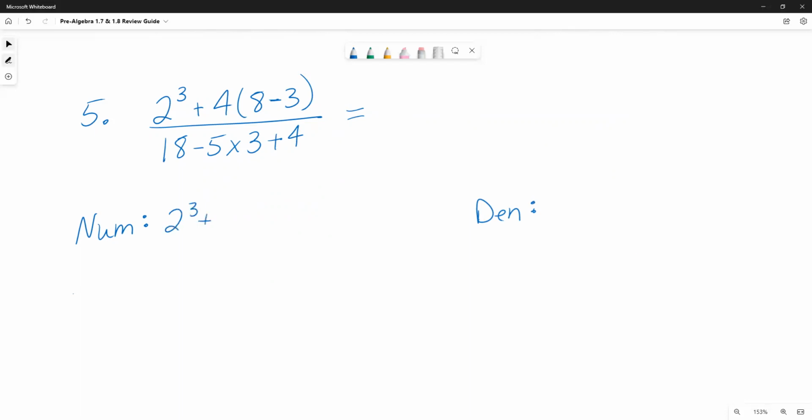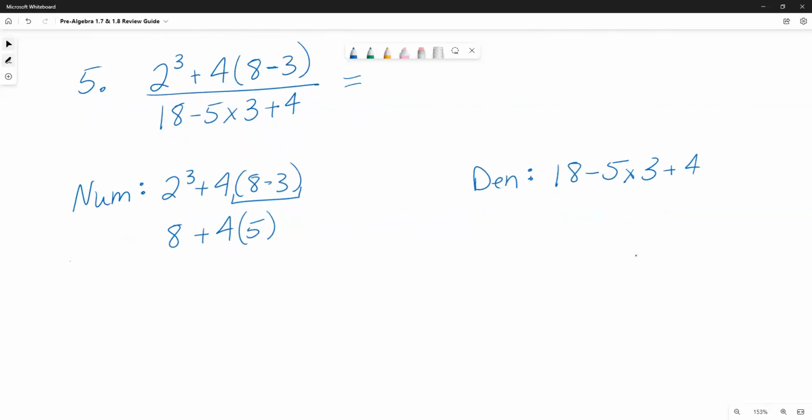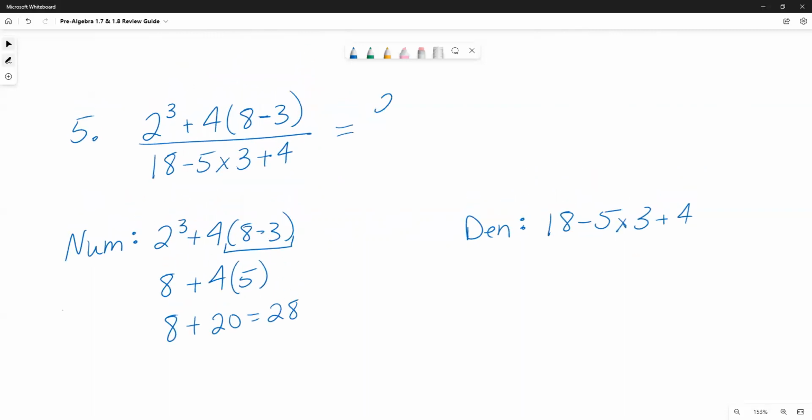So numerator is 2 cubed plus 4 times 8 minus 3. What do I do first here? Right, grouping symbol first. Can we go ahead and simplify the exponent? Yeah, doing it right now is not going to change our answer because it's not interacting with anything else yet. So 2 cubed is what, Zachary? 8 plus 4 times what? 5, yes. 8 minus 3 is 5. All right, so our numerator is 28.